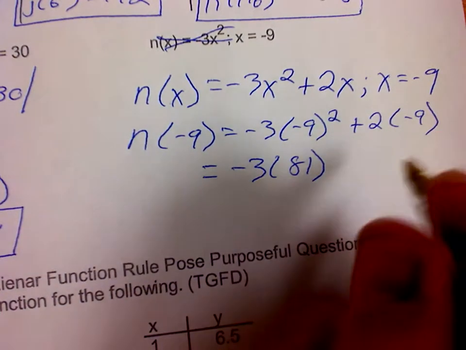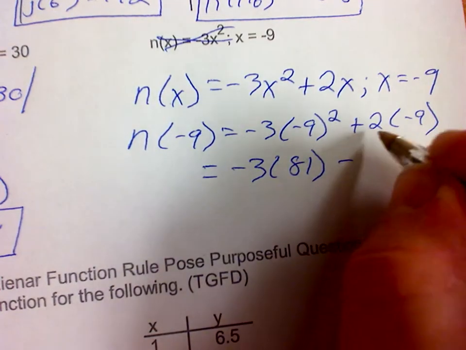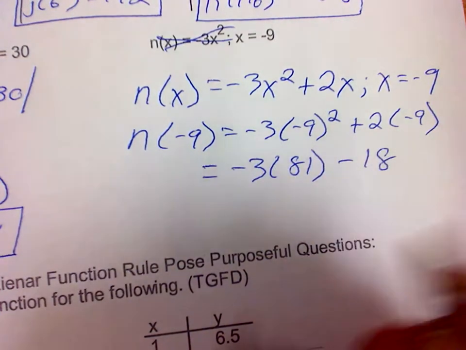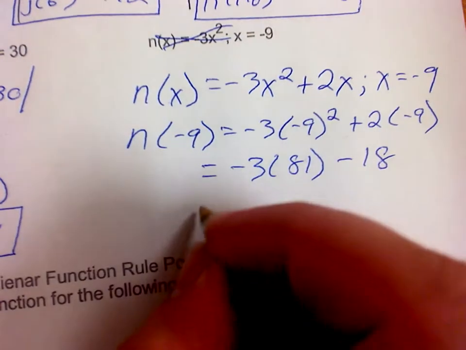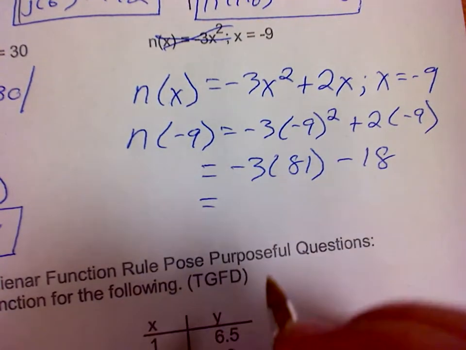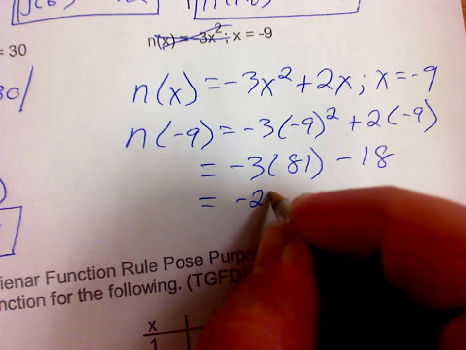Then we have 2 times negative 9 here. That's a positive times a negative, so that's a negative. 2 times 9 is 18. Now we have a couple more steps, so we have negative 3 times 81, which is negative 243.